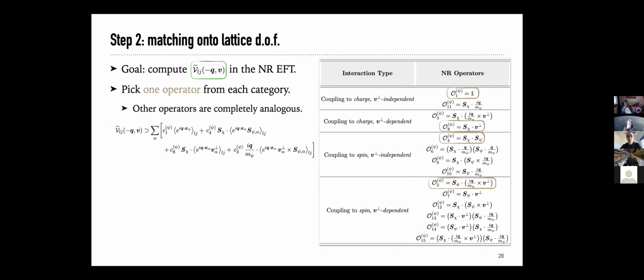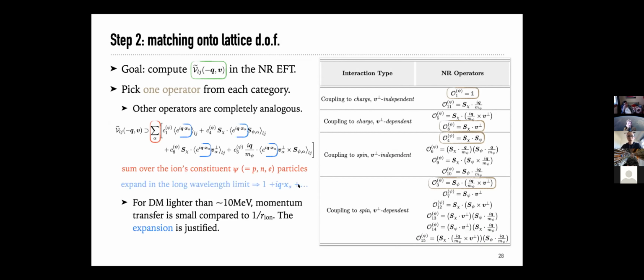So for all of them, there has to be a sum over the constituent particles that's labeled by alpha because we're basically putting the protons, neutrons, and electrons into the ion. And of course, there is a phase factor associated with each constituent particle. The simplifying part of this EFT formulation is that if we're looking at light dark matter lighter than about 10 MeV, the momentum transfer is always small compared to the inverse ionic radius. So we can expand these phase factors and just keep the first non-vanishing piece.